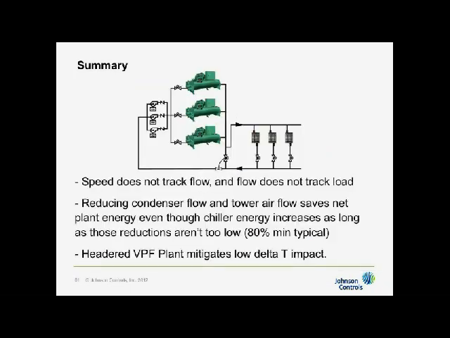In summary, speed does not track flow, and flow does not track load. When you reduce condenser flow and cooling tower airflow, it saves net plant energy, even though chiller energy increases, as long as those reductions aren't too low. A header VPF plant also can be used to mitigate at the plant the negative impact of low delta T.